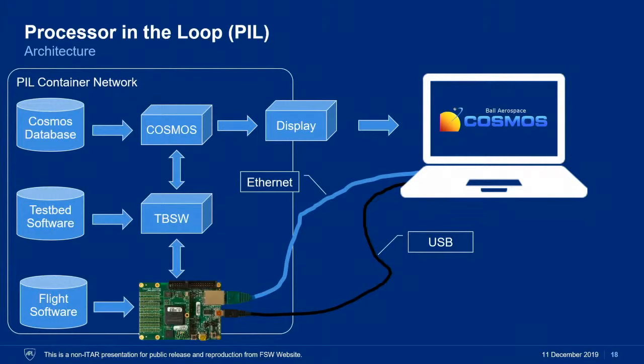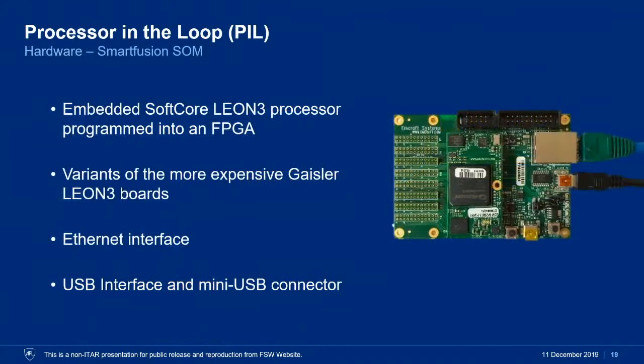So the question now becomes, what hardware could we possibly use for this? It just so happens that as we were working on this, there was another team of very bright engineers at APL working on finding something a little more inexpensive that's similar to where we actually run our flight software. What they came up with was the SmartFusion system on a module. It's practically just an embedded software Leon 3 processor programmed into an FPGA. It's a variant of the more expensive Leon 3 boards that we use to run our flight software on the testbed.